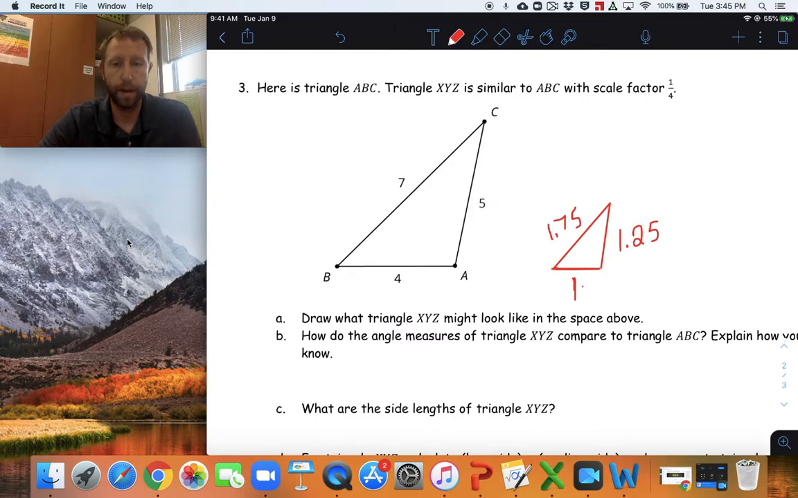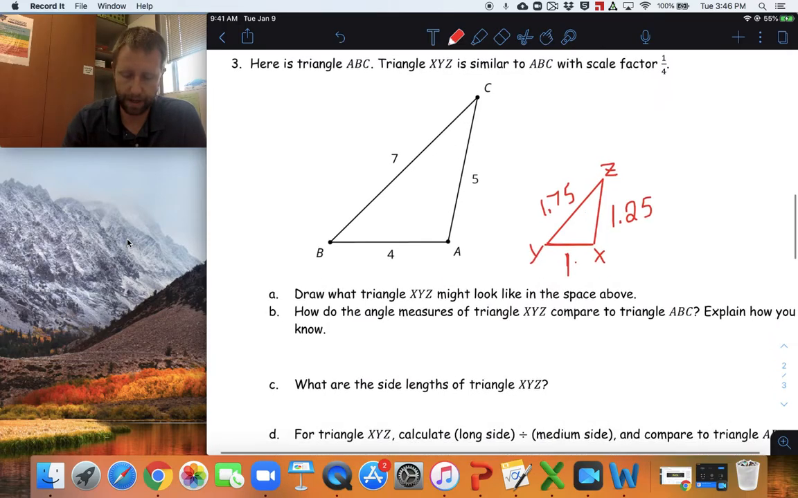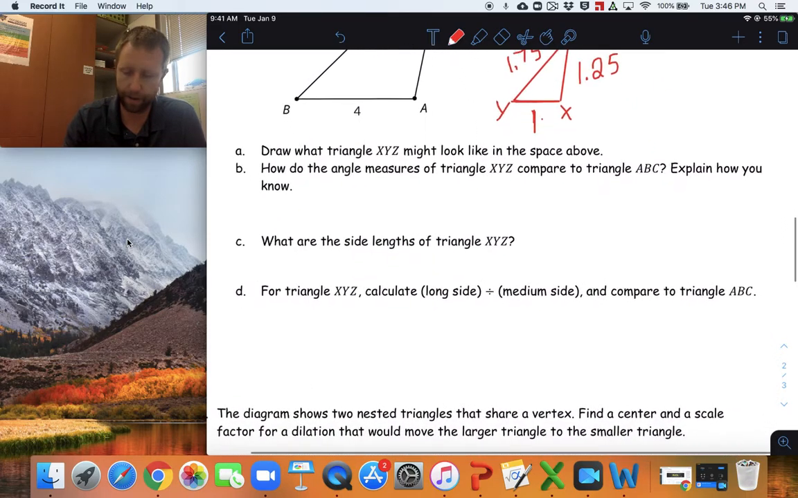Okay. It says draw what triangle XYZ might look like in the space above. We did that, except I forgot to label it, so let's go ahead and label it X. There's Y, and there's Z. I always like to put a little dash through my Z's so you know they're not 2's. Let's answer the next question here.